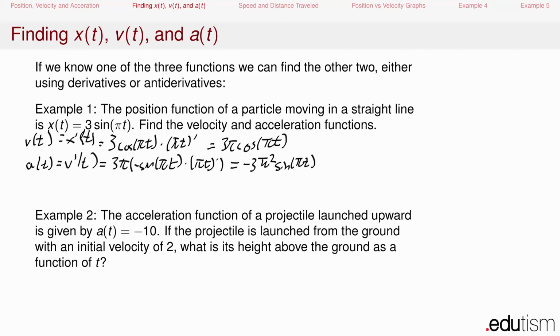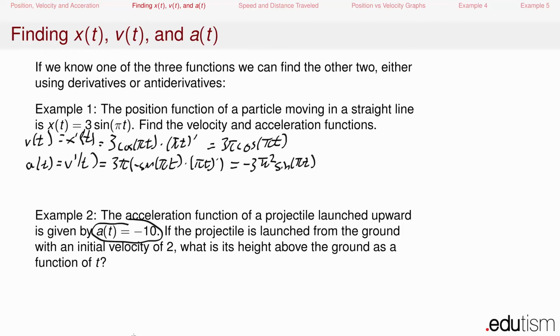In example 2, we have an acceleration function of a projectile launched upward. It's given by a of t equals negative 10. The projectile is launched from the ground with an initial velocity of 2. The question is, what's its height above the ground as a function of time? So the idea here is we're going to do anti-differentiation.